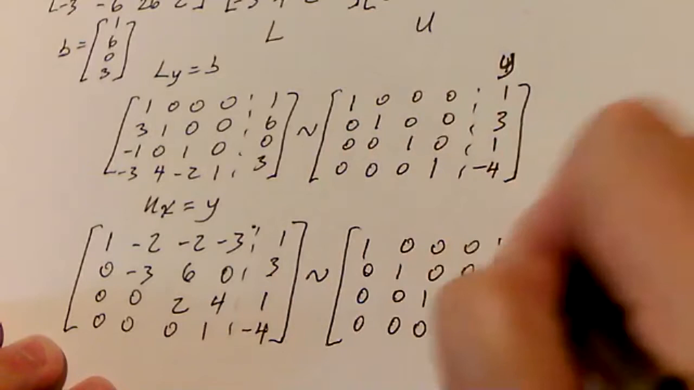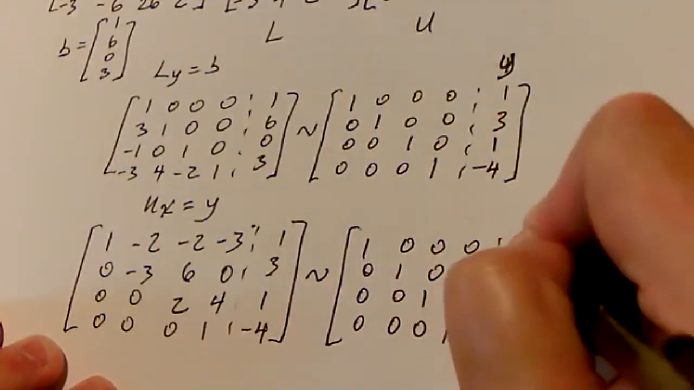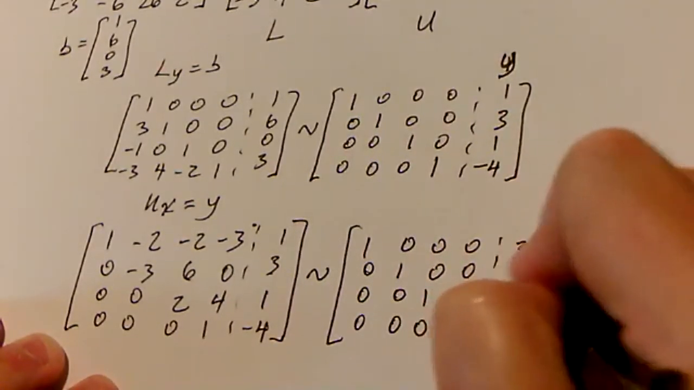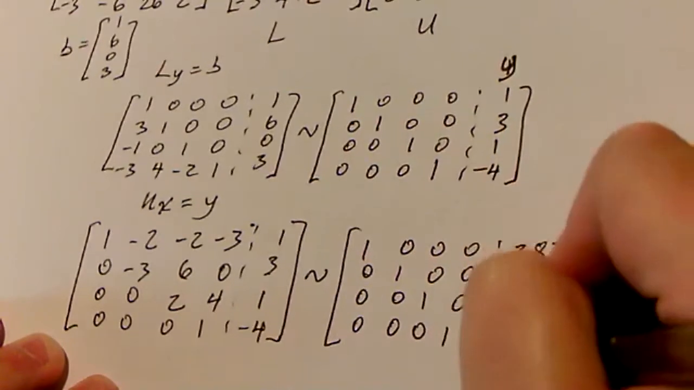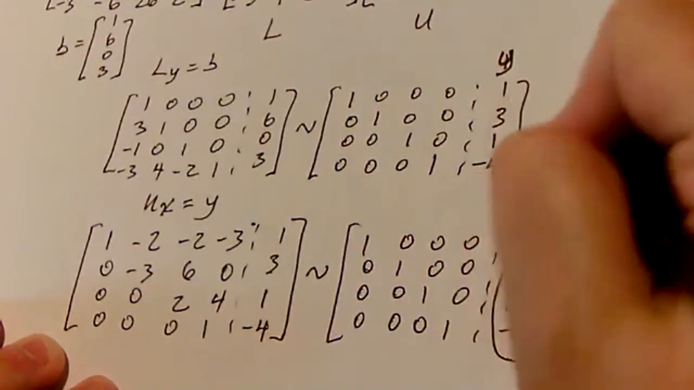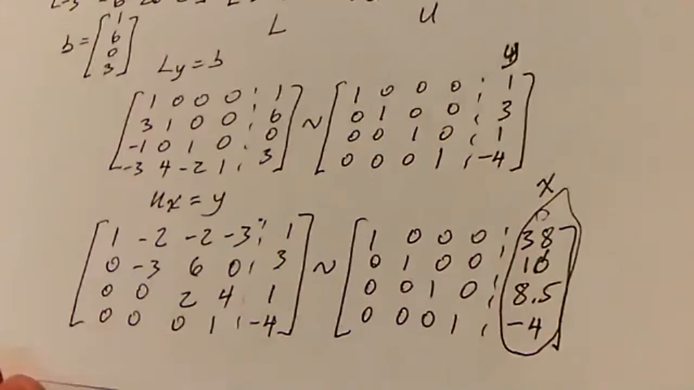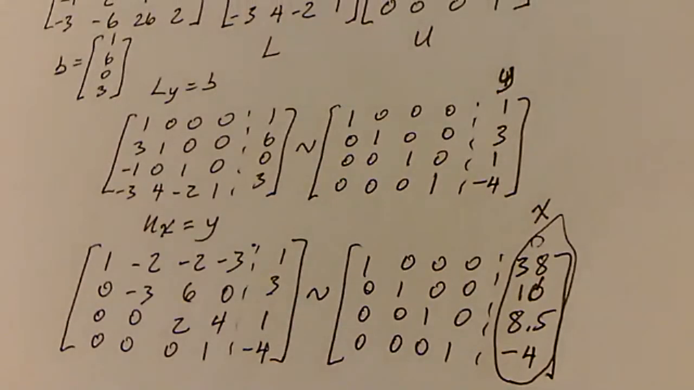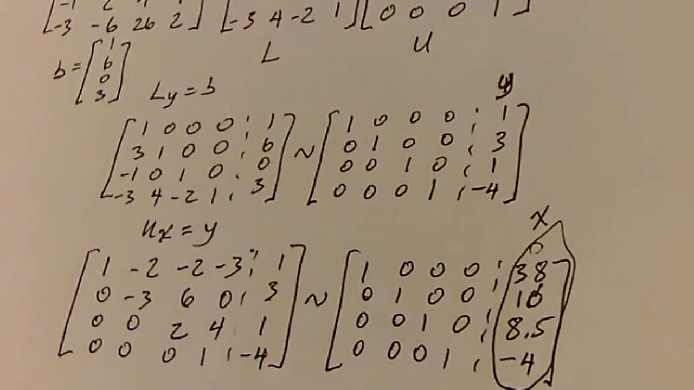Augmented with my solution, 38, 16, 8.5, and negative 4. So this vector here is my unknown x. Again, what's easier is not really our goal here, not necessarily just total ease for our computations. We want to have a whole set of tools that we can use to help inform our decision making going forward. All right, so next we're going to have an algorithm for finding L and U.